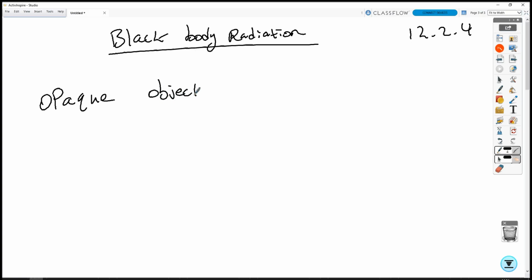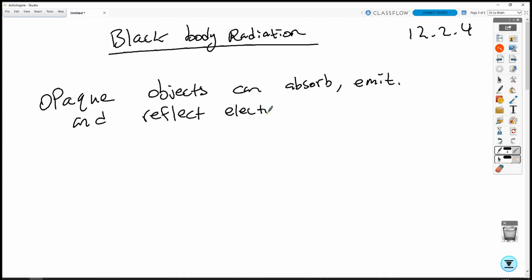So opaque objects can absorb, emit, and reflect electromagnetic radiation. So these are objects that are not see-through in any way, shape or form.